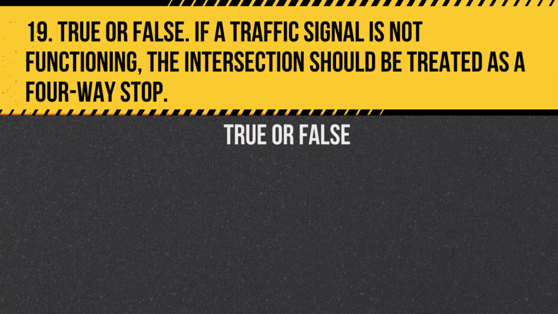Question 19. True or false? If a traffic signal is not functioning, the intersection should be treated as a four-way stop. Answer: True. When traffic lights are out, drivers must come to a complete stop and yield to traffic as if it were a four-way stop intersection.